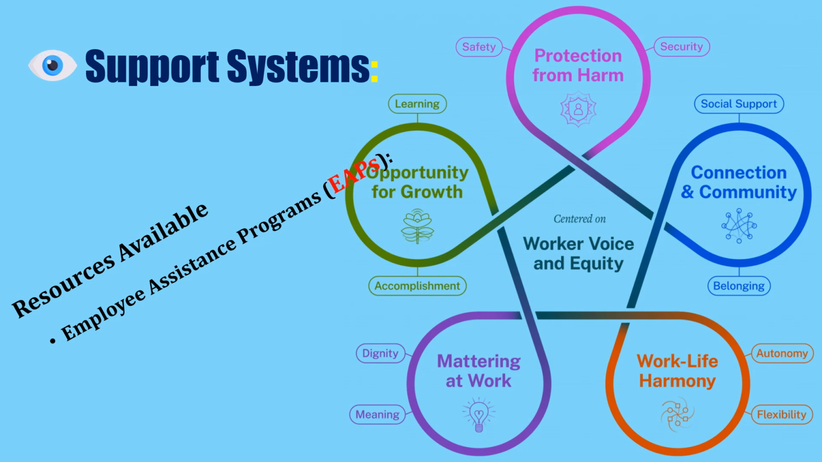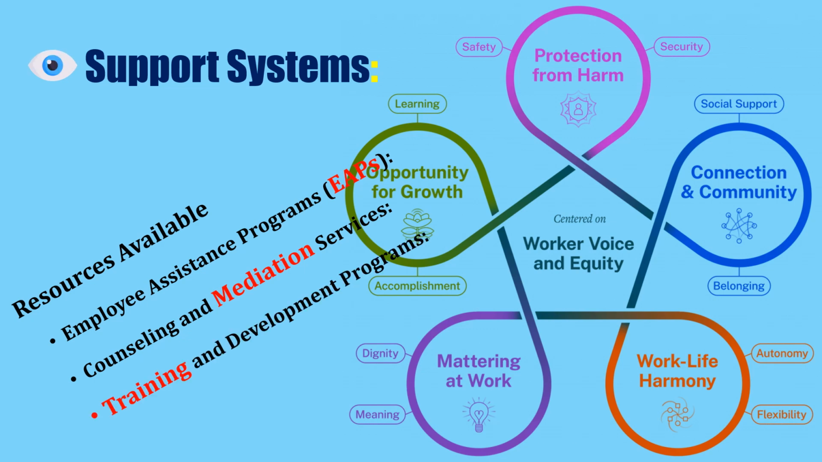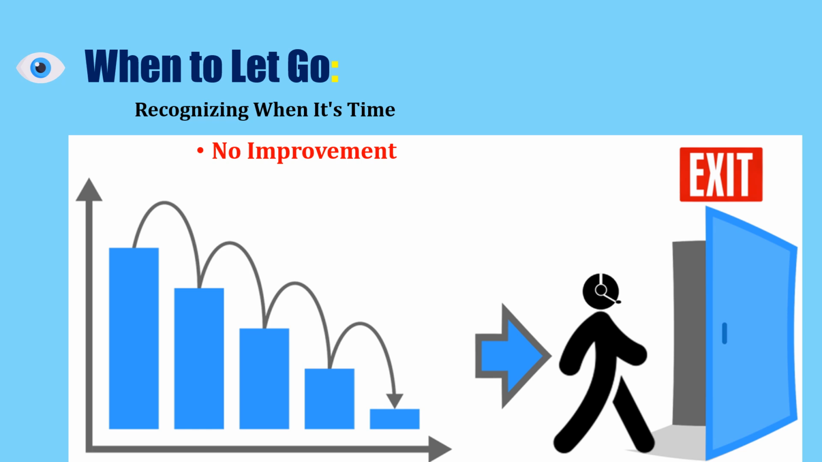Employee assistance programs offer confidential counseling and support services. Counseling and mediation services provide professional mediation to resolve conflicts. Training and development programs offer opportunities for skill development and behavior improvement. He was encouraged to use the company's app for stress management and counseling, and to attend a time management workshop as part of his PIP. When to let go.